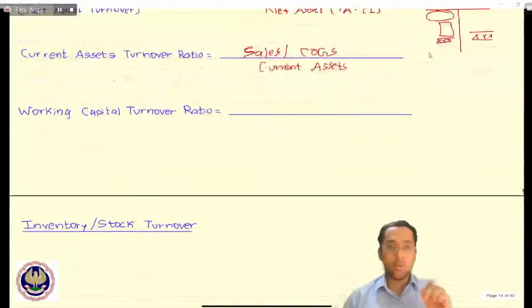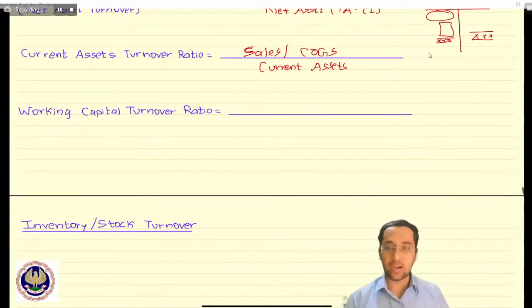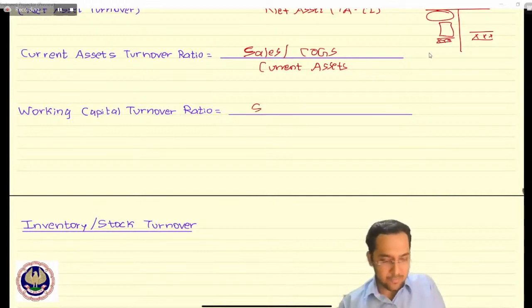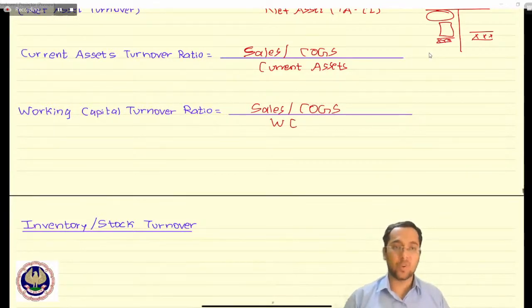Then the working capital turnover ratio. It again indicates how actively we are utilizing our working capital, that is, current assets minus current liabilities, or net working capital, net current assets as you can also say. The numerator remains the same, sales or COGS, upon working capital, or current assets minus current liabilities.